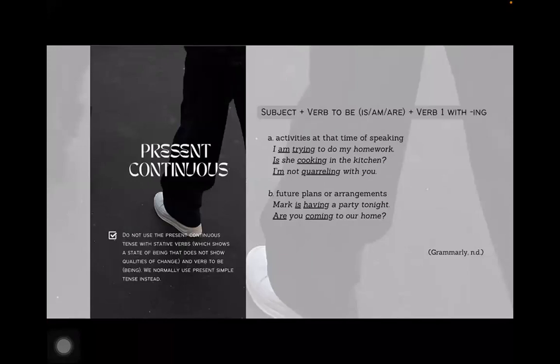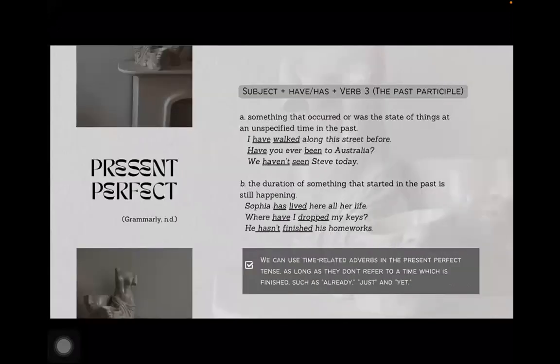Next, the present continuous. The structure is subject, is/am/are, verb infinitive with ing. This verb tense indicates that an action or condition is happening now, frequently, and may continue into the future. It describes an activity at the time of speaking and a future plan or arrangement. For example, I'm trying to do my homework. Are you coming to our home? Be careful. Do not use the present continuous tense with state verbs and the verb to be, being. We normally use simple present tense instead.